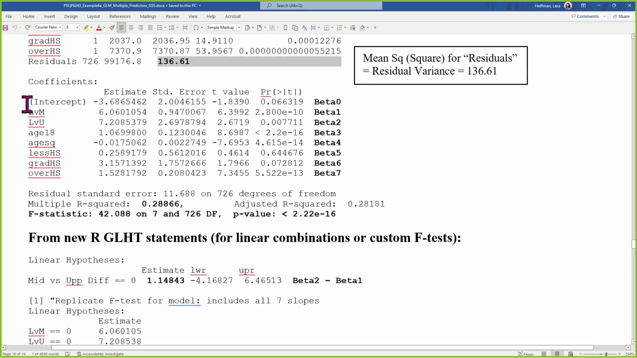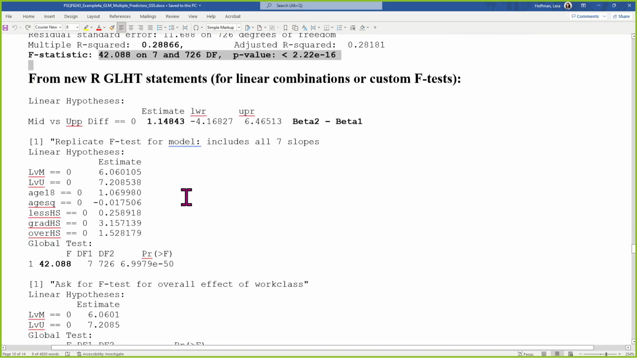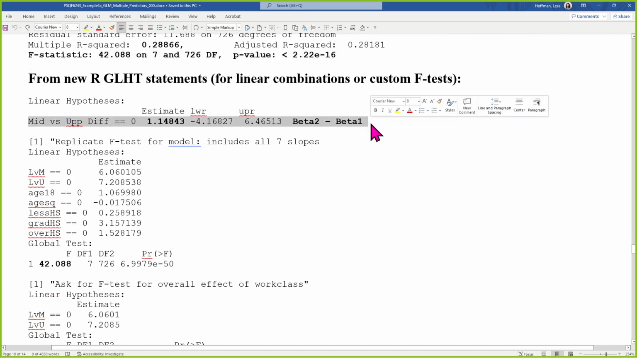Here are my coefficients. Intercept listed first, and then all of the others in order. And those exactly match what we get from the other programs. And then in the bottom here, it gives us the summary of the model. So the R square, adjusted R square, and the F test for the overall model, 7 slopes, and the p-value. Then the new pieces from the GLHT statements. Here is the pairwise difference for how the upper group differs from the middle group.